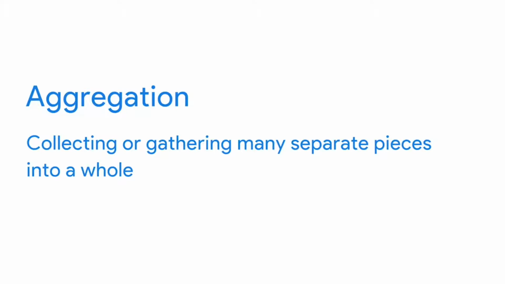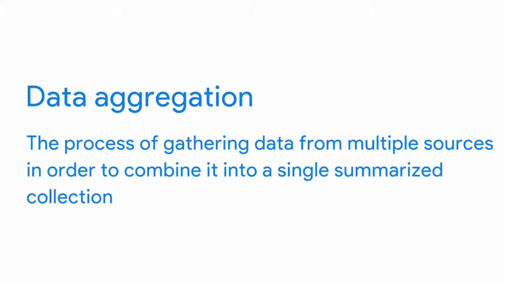Welcome back. In the next few videos, we'll explore something called data aggregation. Aggregation means collecting or gathering many separate pieces into a whole. For example, the Milky Way galaxy is an aggregation of stars, dust, and gases. So data aggregation is the process of gathering data from multiple sources in order to combine it into a single summarized collection.